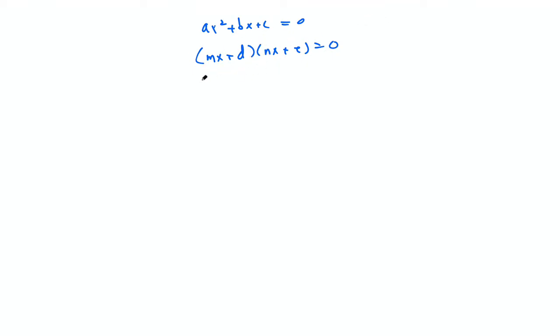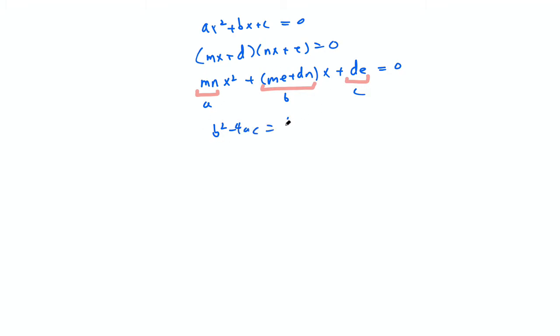Let's expand this out. You get mnx squared, right, plus we'll get me plus dn x plus de. Right, so this is going to be our a, this is going to be our b, and this is going to be our c. Okay, so then the b squared minus 4ac in this case is going to be me plus dn squared minus 4 times mn and then de.